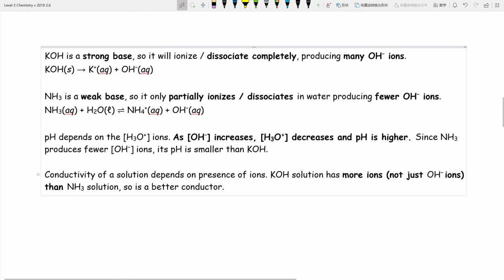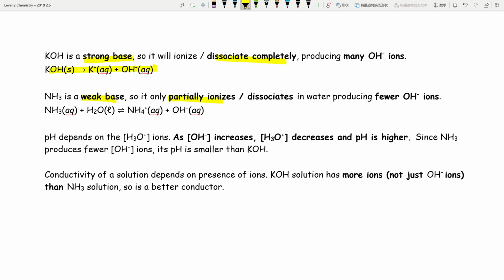Okay, so let's look over here. Strong base completely dissociates, here's the equation. Weak base partially dissociates, here's the equilibrium. pH depends on the H3O plus ions, because you've got more OH minus, pH is higher. The NH3 has less OH minus ions because it is a partial dissociation, so the pH is smaller. And conductivity depends on the presence of, I'll actually add something here, free moving ions, just for good habits.